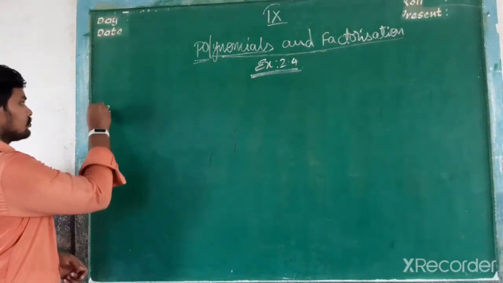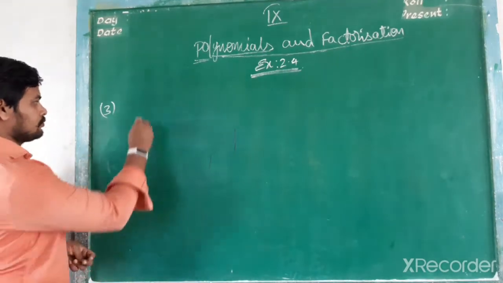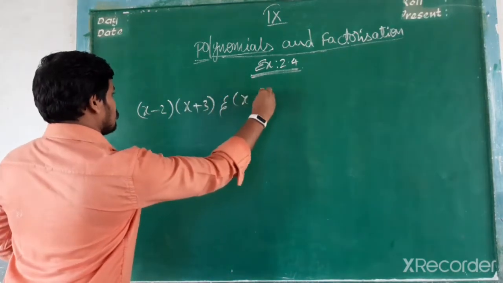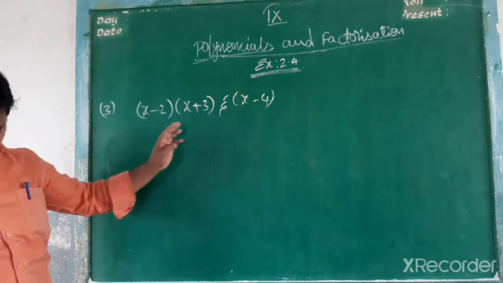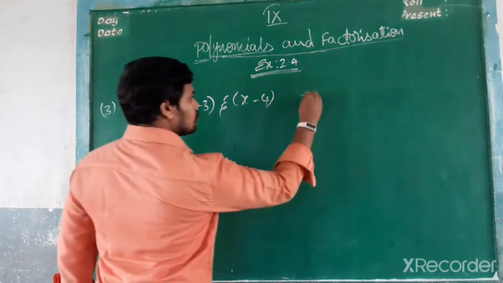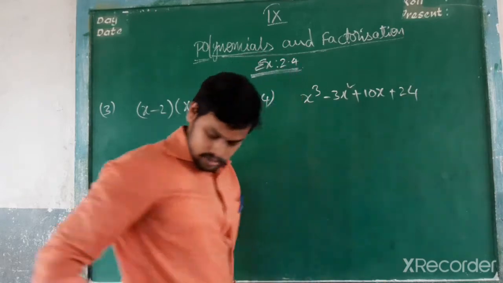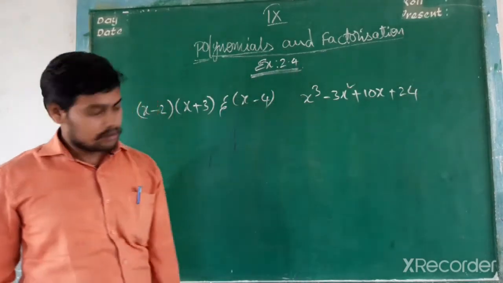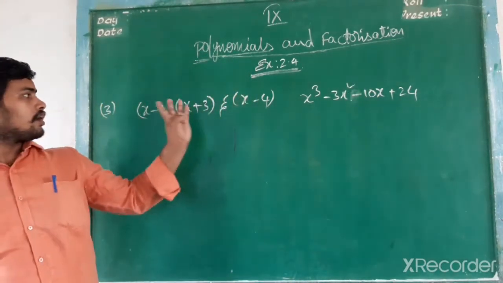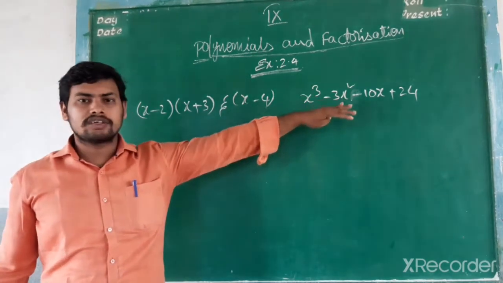Third one. Show that x minus 2, x plus 3 and x minus 4 are the factors of x cube minus 3x square minus 10x plus 24. Show that x minus 2, x plus 3 and x minus 4 are the factors of this polynomial.